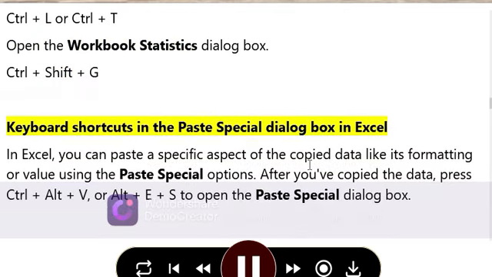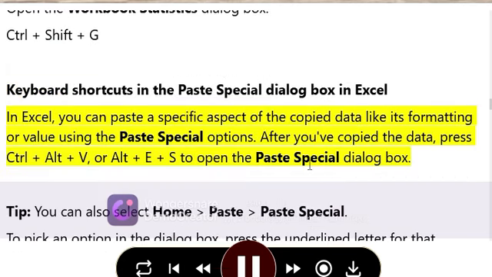Keyboard shortcuts in the Paste Special dialog box in Excel. In Excel, you can paste a specific aspect of the copied data, like its formatting or value, using the Paste Special options. After you've copied the data, press Ctrl plus Alt plus V or Alt plus E plus S to open the Paste Special dialog box.